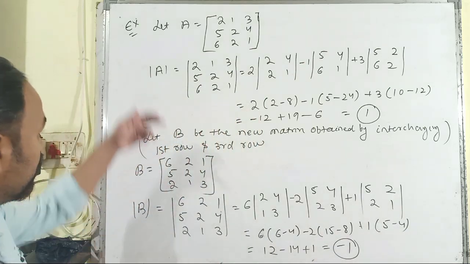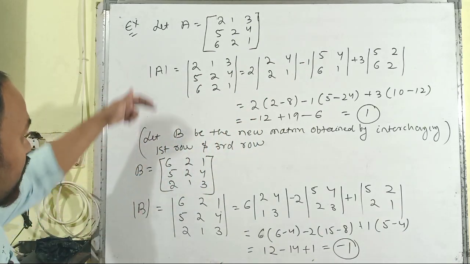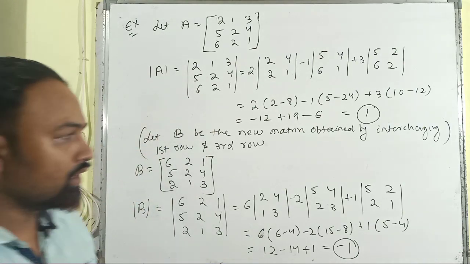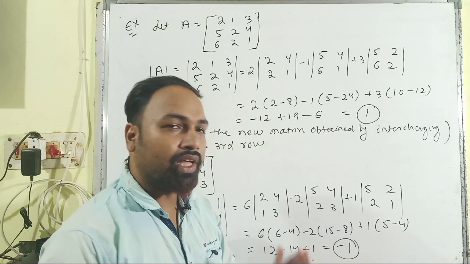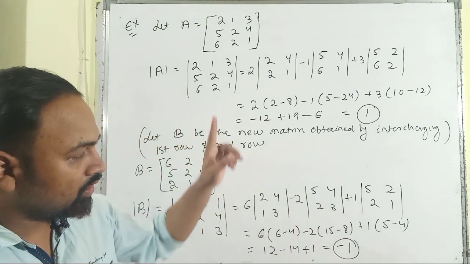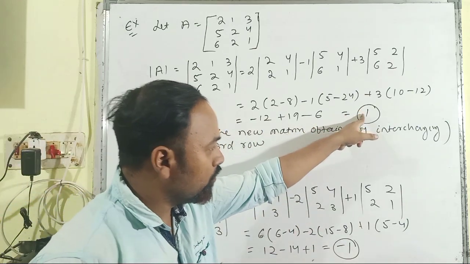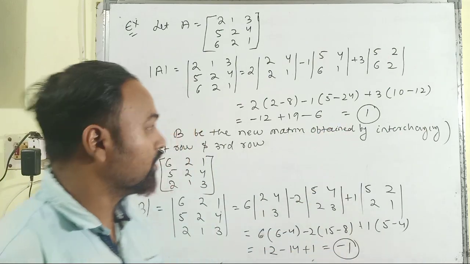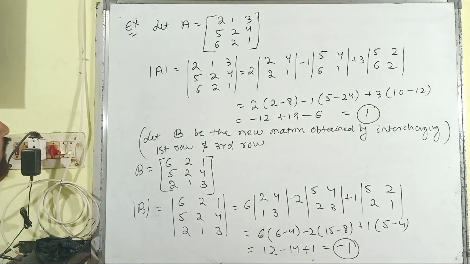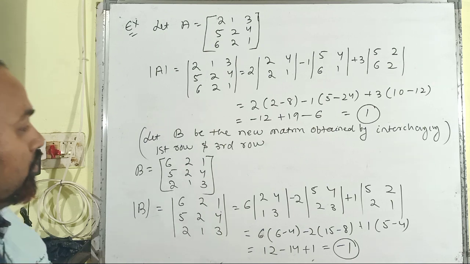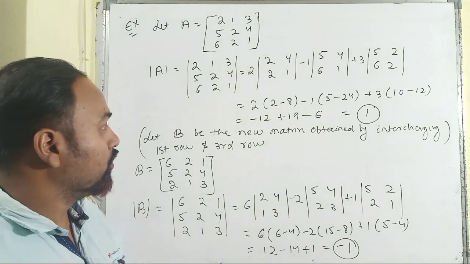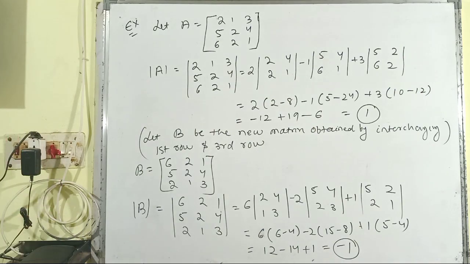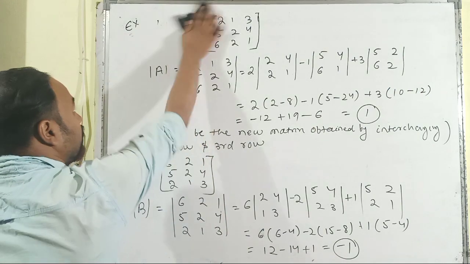So comparing the values of the determinant of A and the determinant of B, we can see that the numerical value has not changed, but the sign is changed. Here we are getting positive 1 and here we are getting negative 1, that means minus 1. So here is the proof and an example based upon property number 4. Then let us move towards property number 5.